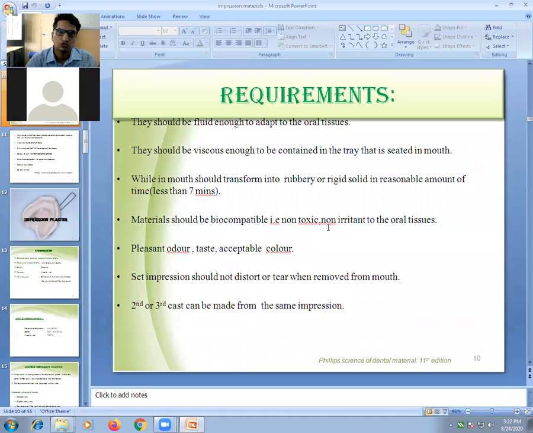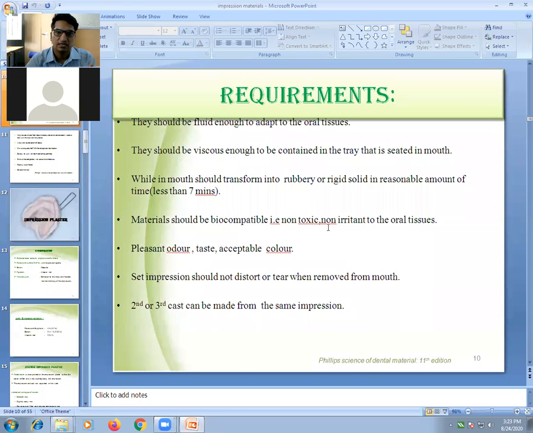Fluidity is required for the reproduction of details. Second is viscous. It should be contained in a tray. It should set within 7 minutes in the patient's oral cavity. Then it should be biocompatible. It should have decent odor, taste, and color. It should set, but it should not distort or tear while removing from the mouth.